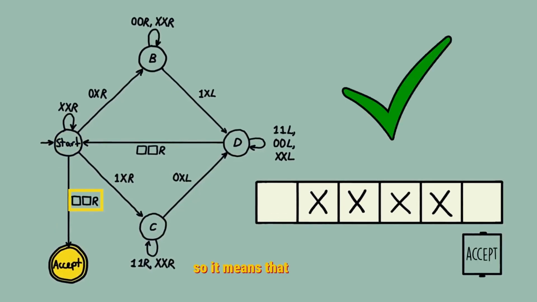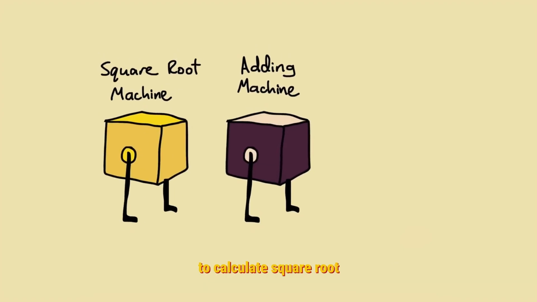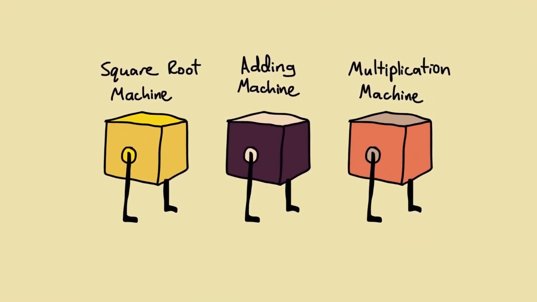So, it means that the state table can be replaced with different instructions to calculate square root, multiplication and addition.